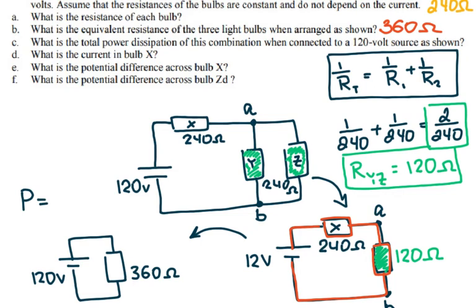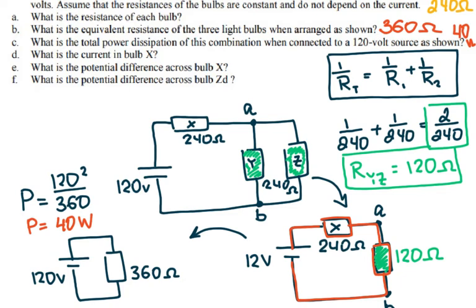So I have V squared, which is 120 squared, divided by the total resistance, which is 360. So the power is going to be equal to 40 watts. So right here, that's going to be 40 watts. The power produced by the whole circuit, or given by the whole circuit, is 40 watts.